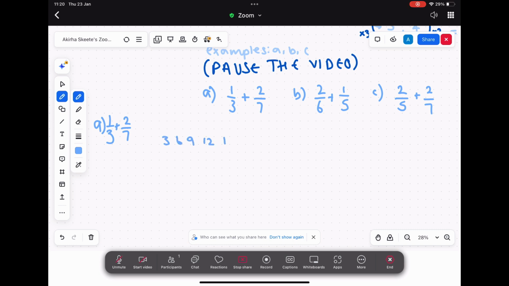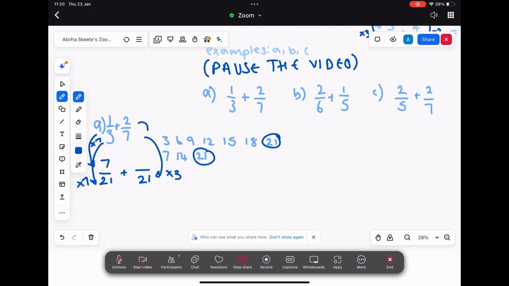So we need a number that both 3 and 7 can make. So it's divisible by 3 and 7. So I've just written my 3 times tables. I'm now going to do my 7s. So I've immediately seen that 21 appears in both, so that is the new number on the bottom. So 21 and 21, I'm going to add them together. So how did I get from 3 to 21? Times by 7. So whatever you do to the top, you do to the bottom. Whatever you do to the bottom, you do to the top.